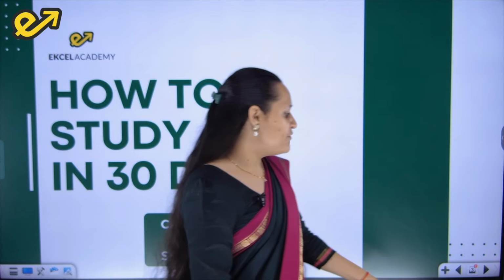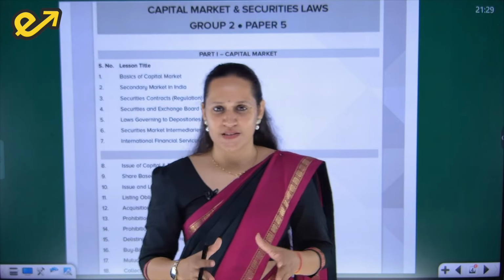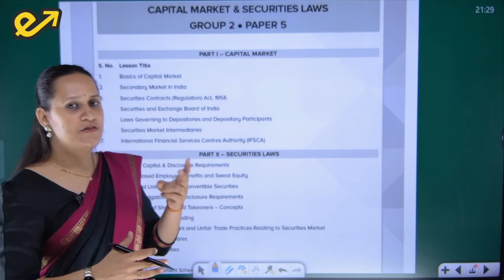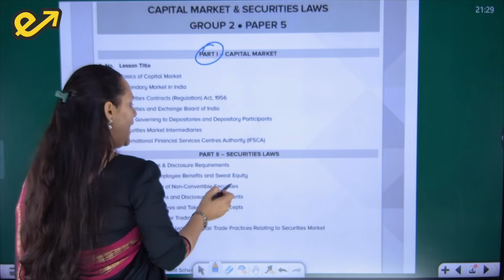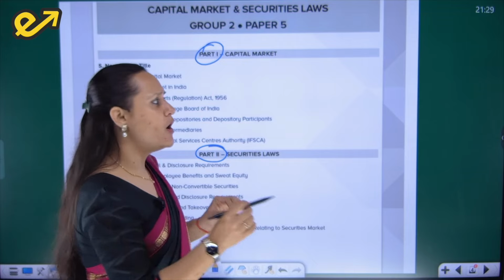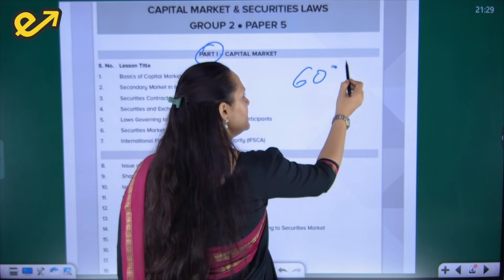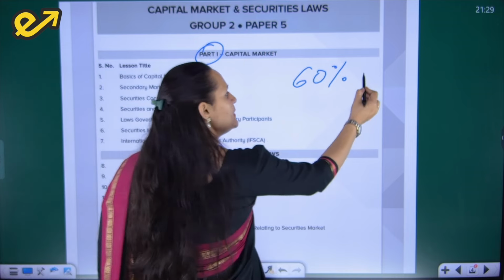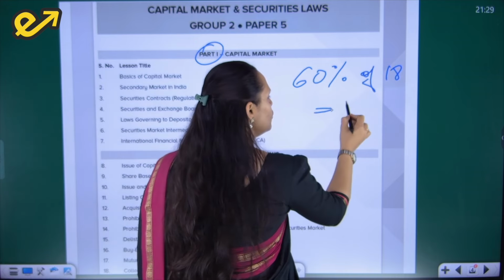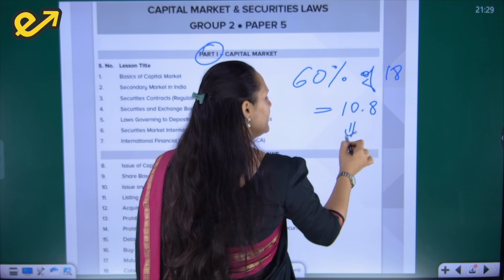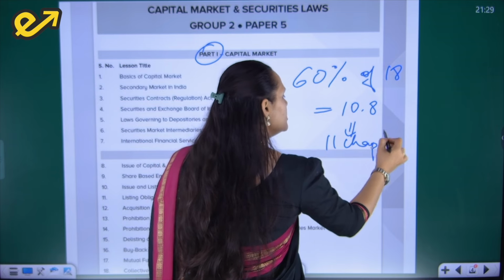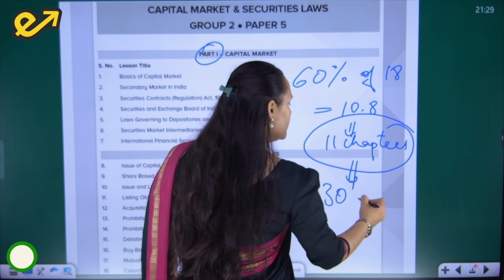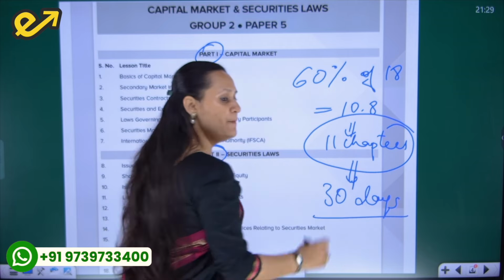So if you want to identify what is the 60% of the syllabus, first we have to go through the syllabus of CMSL. The entire syllabus is divided into two parts, part 1 and part 2. If we talk about 60% of the syllabus, we have a total of 18 chapters. 60% of 18 comes up to close to 10.8, approximated to 11 chapters. So we have to focus on how we can complete these 11 chapters over a duration of 30 days.